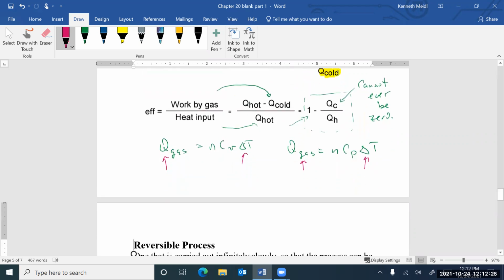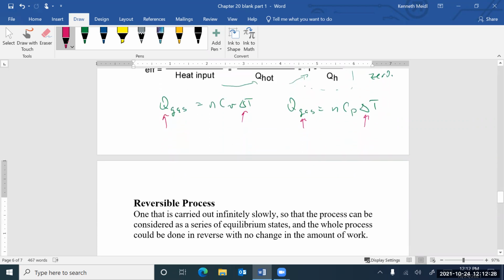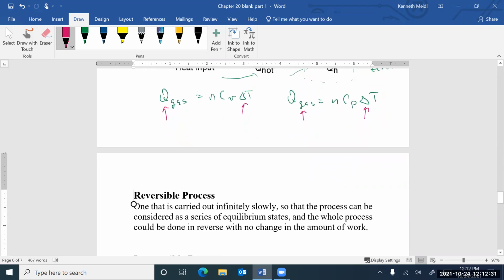Now, before we get to the Carnot cycle, we've got to bring up a few definitions with this idea of reversible and irreversible processes. A reversible process, by definition, is one that is carried out infinitely slowly. This already tells you that this is not realistic. This is your theoretical best that you can do. Infinitely slowly, so the process can be considered as a series of equilibrium states, and the whole process can be done in reverse with no change in the amount of work.